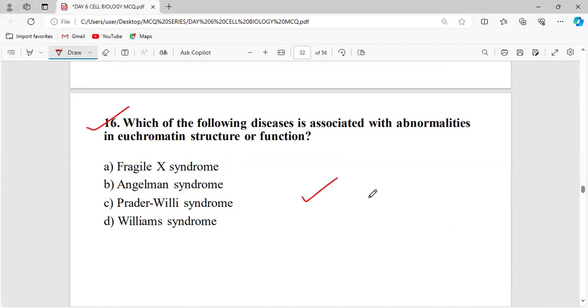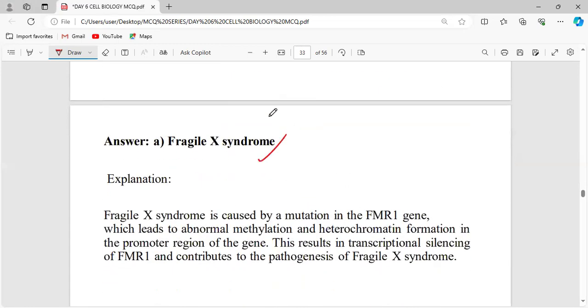Hello, answer this question. Which disease is associated with abnormalities in euchromatin structure or function? That will be Fragile X syndrome. Okay, Fragile X syndrome is the correct answer, when there is a mutation in the FMR1 gene, which leads to abnormal methylation and heterochromatin formation in the promoter region of the gene. This results in transcriptional silencing, and the mutation in this gene results in Fragile X.